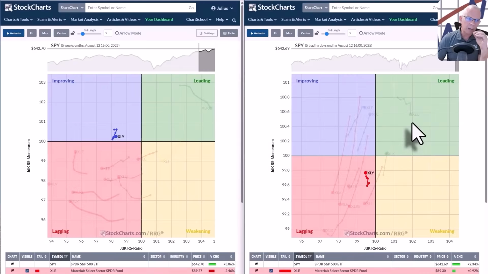Let's do a quick round through the price charts of these sectors and see what's happening on the price scales and whether that's going to help the relative perspective.